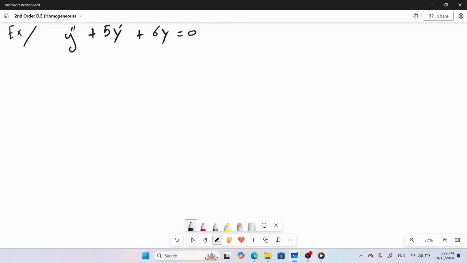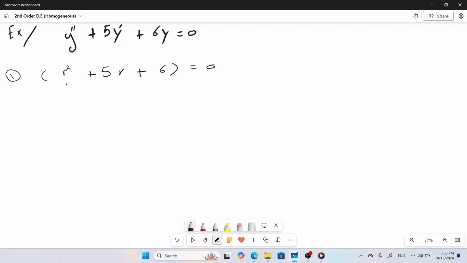Now we have this example: y double dash plus 5y dash plus 6y is equal to 0. Our first step is to rewrite that second order differential equation into a second order function. So y double dash gets replaced with r squared, plus 5, and y dash gets replaced with r, plus 6, and that's our second order equation, and obviously that is equal to 0.